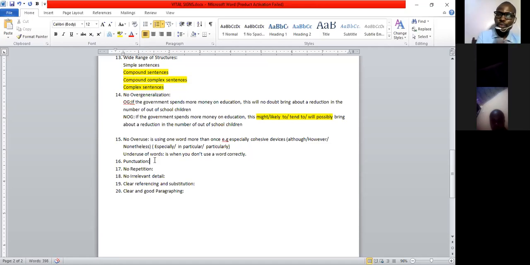And we saw punctuation very seriously in that particular place. Please use your punctuation very well. Then, of course, no repetition. If you stay away from overuse and underuse, you'll be avoiding repetition. If you make use of synonyms, you'll be avoiding repetition.